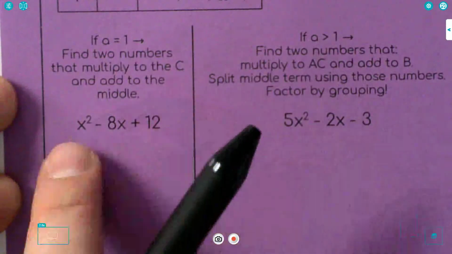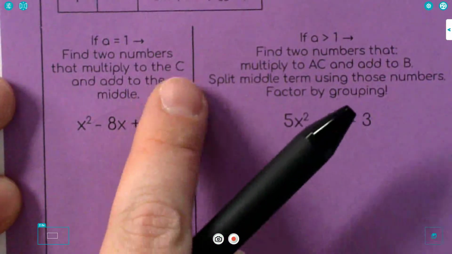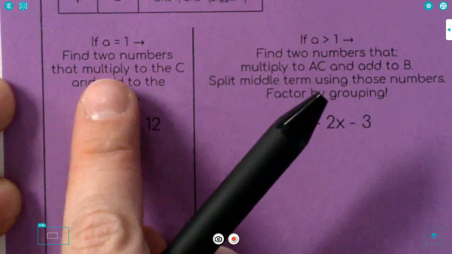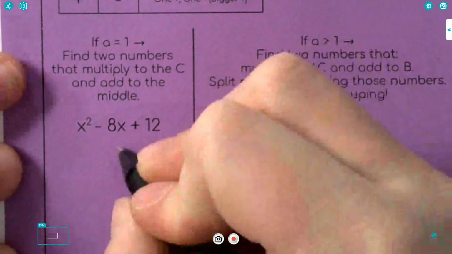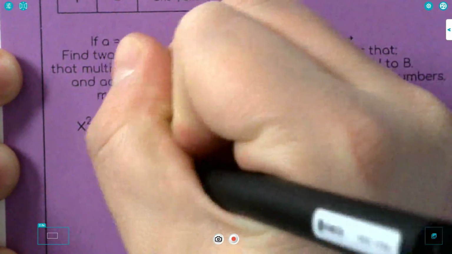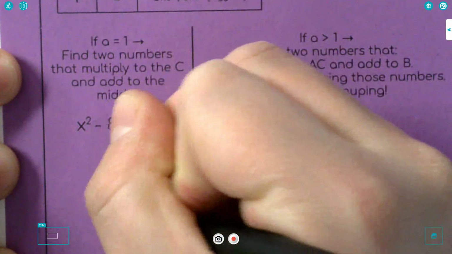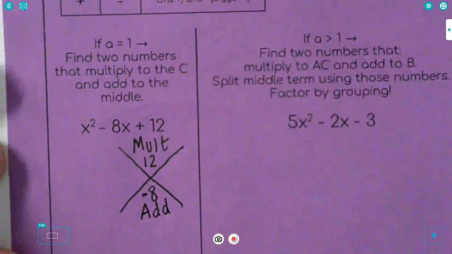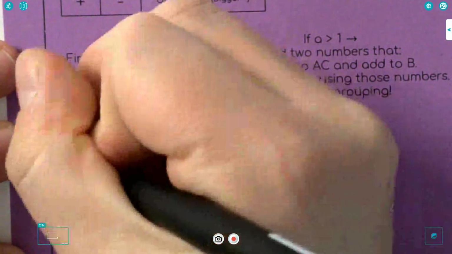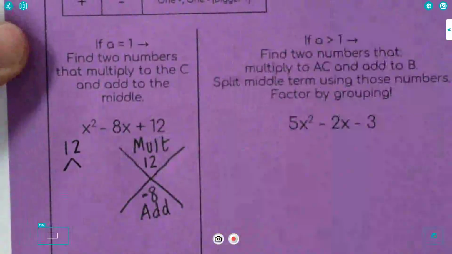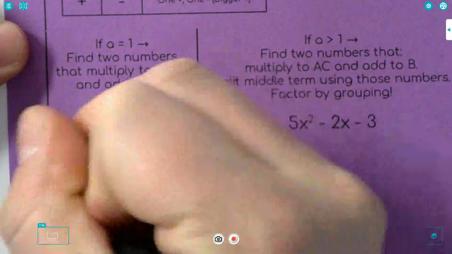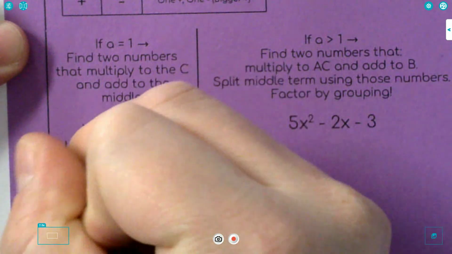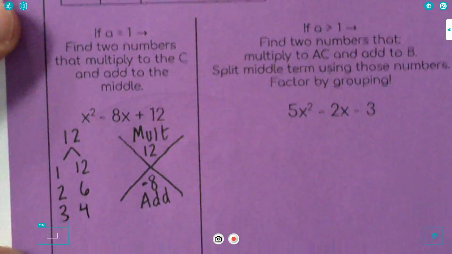If A equals 1, there's no number in front of x squared. We just have to find two numbers that multiply to C and add to B. Multiply to 12 and add to the negative 8. So you can use your magic X, or you can list out your factor pairs. What numbers multiply together to be 12? 1 and 12, 2 and 6, 3 and 4, and then since 4 is on the other side of the list already, we know we're done.